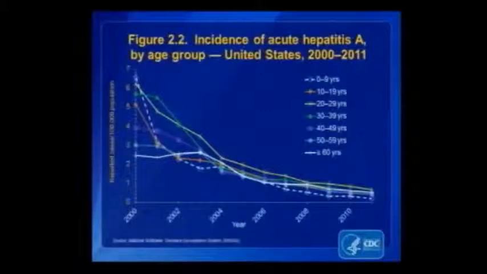This is the incidence by age group, and as you can see, probably around 2004, all age groups got pretty similar in their incidence rates. But you can see that the 20 to 29 year age group has remained pretty high for several years, or is the highest one affected. And then the 0 to 9 year age group is, of course, the lowest.